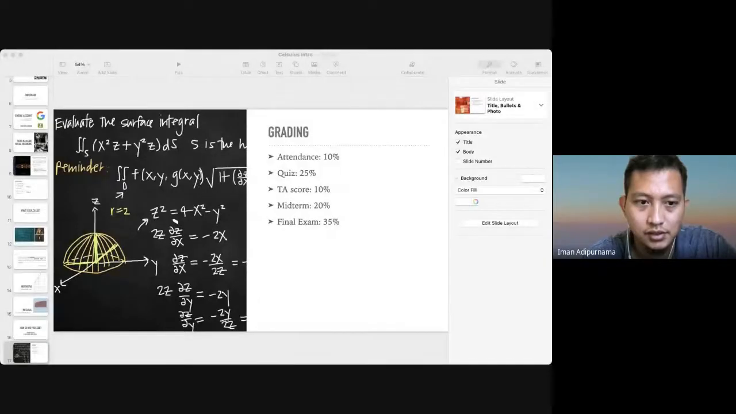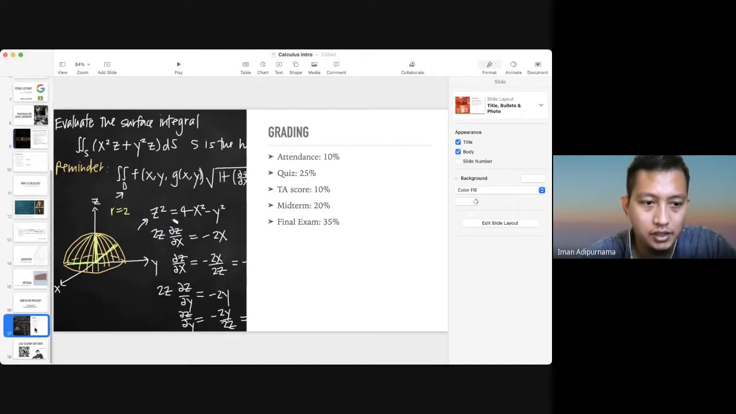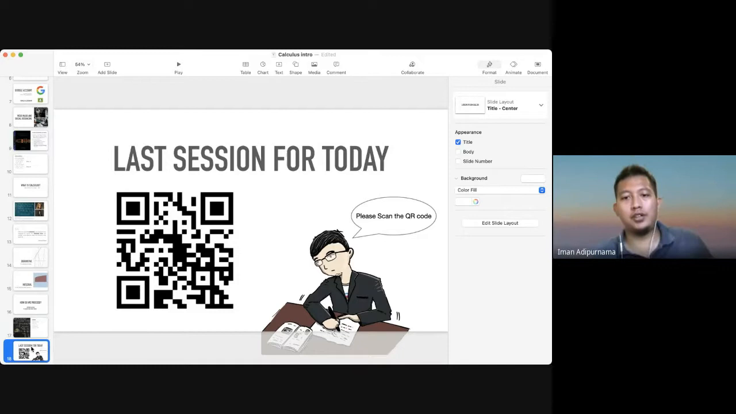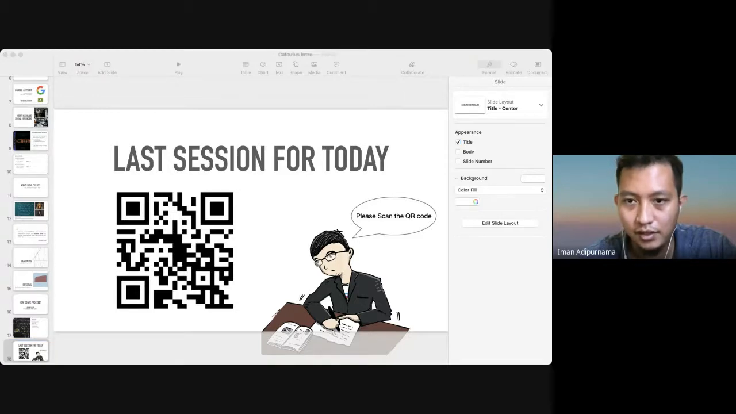All right, we'll go back to our slides. Again, scan the QR code. Prepare your smartphone and scan the QR code.